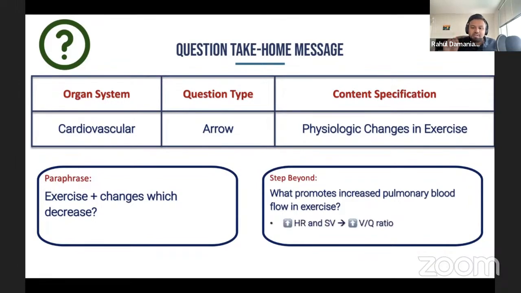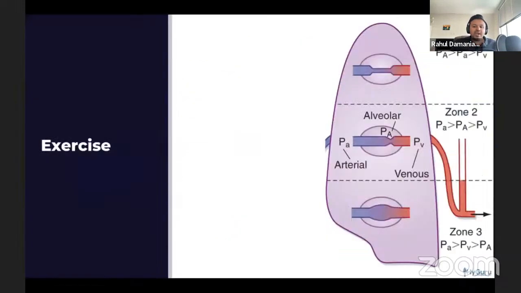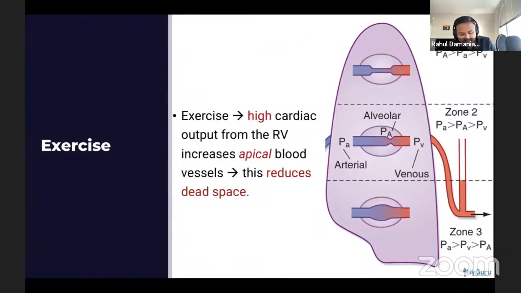Now, that increased pulmonary blood flow is going to give you a higher V to Q ratio. What essentially happens is that exercise gives you a high cardiac output because it's a sympathetic state. And from the right ventricle, you have more blood going to the pulmonary arteries. This increases flow to the apical blood vessels, which are found primarily in zone 1. And this reduces the dead space because now you are going to have alveoli that are perfused by a capillary, in the setting of just recruiting your lung as you need more oxygen and even ventilation.